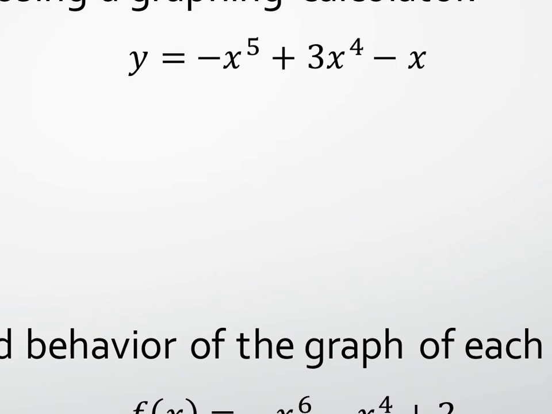If we look at this next example, notice we have an odd degree again. This time my leading coefficient is negative. So if it is odd, then that means we're going to have opposite end behaviors. And if it is negative, that means we are going to go up to the left and go down to the right.